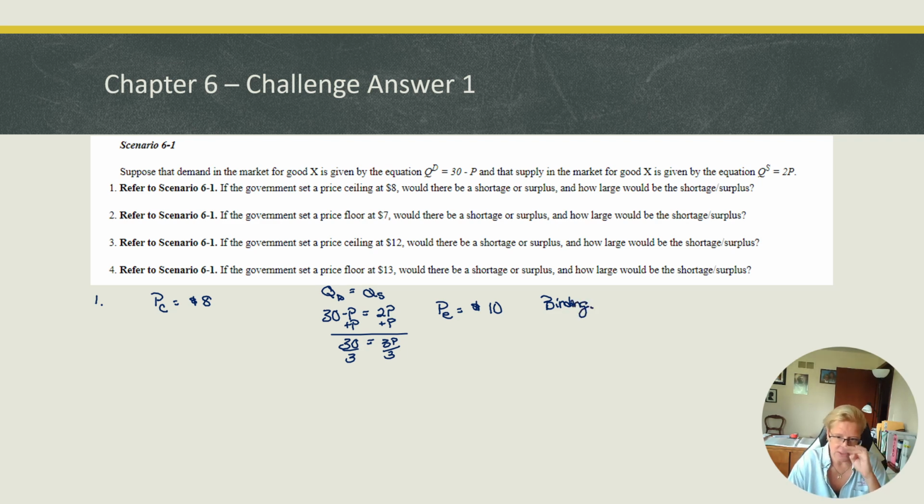They're asking us how large would the shortage or surplus be. So what I want to know is what is quantity equilibrium. So I'm just going to take 2P and say 2 times 10. So quantity equilibrium is going to be 20.